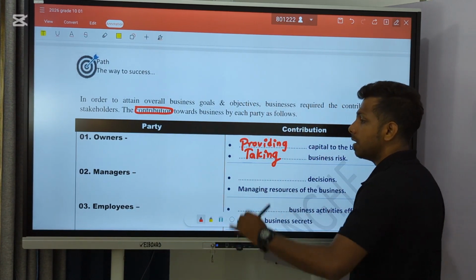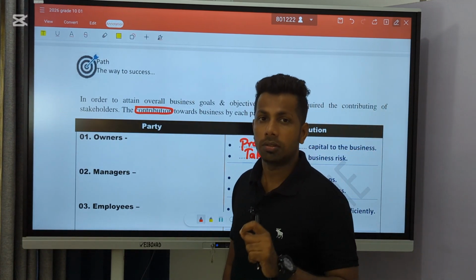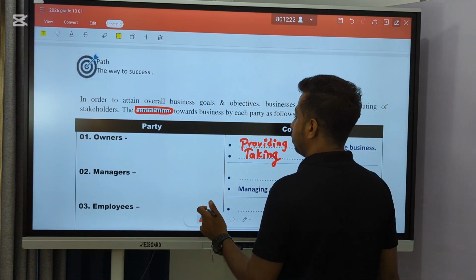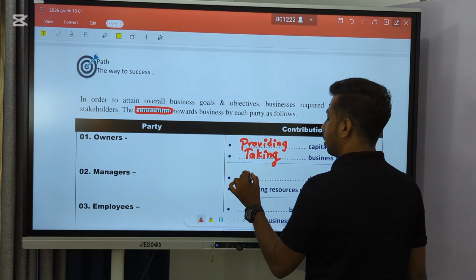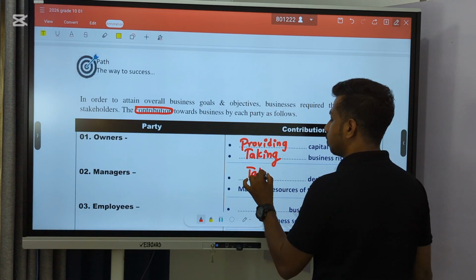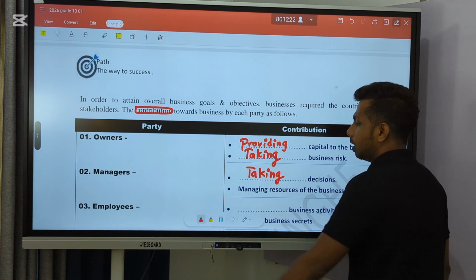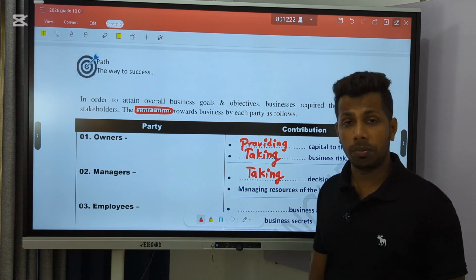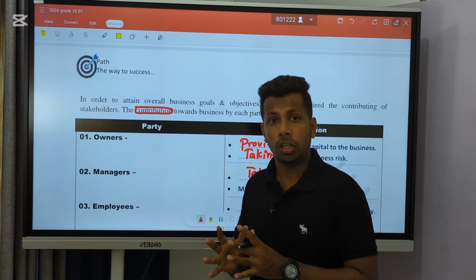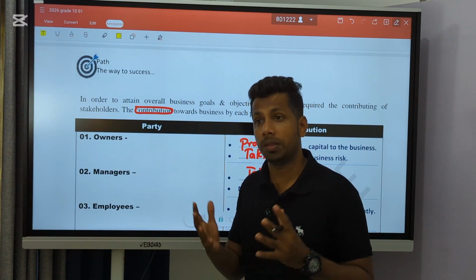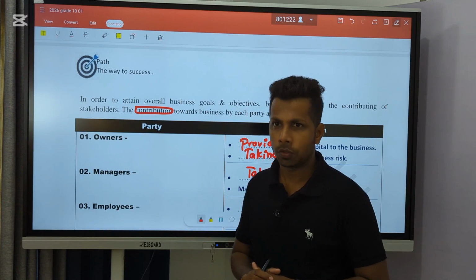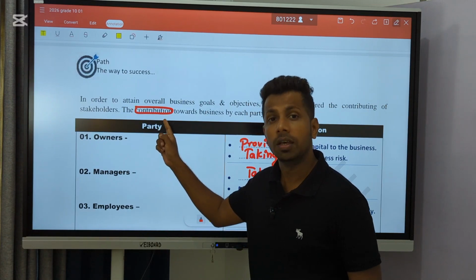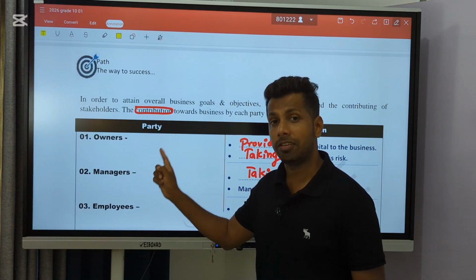Now let's move to managers. Their main role is decision making. So dear children, business needs its managers because we can see contributions from managers like taking accurate decisions. Other than that, you can see managing resources of the business. Managers manage human resources and all other physical resources. So business needs managers as well. So practically when you do a business, you also need all these stakeholders because you can see contributions, my dear children, made by each and every stakeholder.